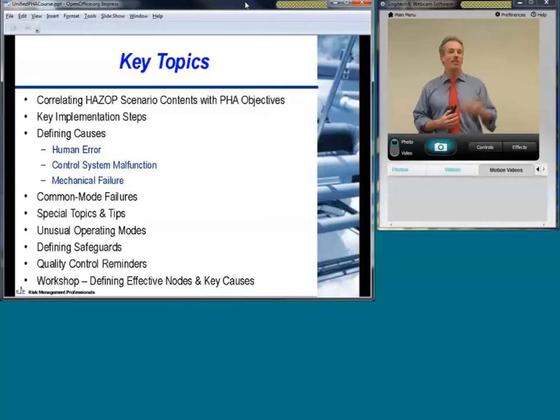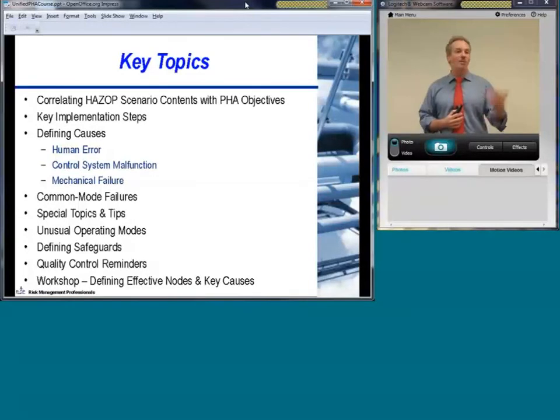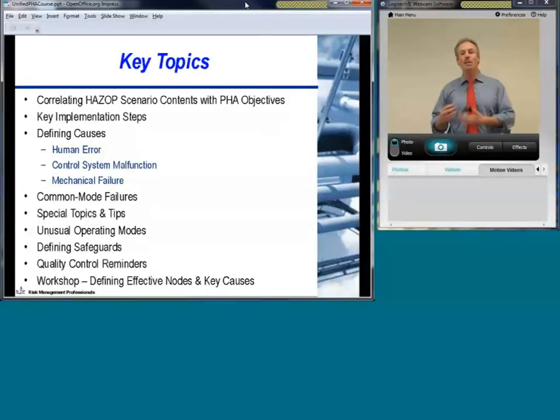Defining safeguards, also quality control. Again, the most important thing is to get a good quality HAZOP and keep the team focused. As a facilitator, you want the team focused, you want to keep the team moving to make sure that you can uncover what you have to uncover, but not let them drift off, get distracted, or basically lose their attention, or even leave the meeting. These are really bad if it drags on too much. So you've really got to keep things focused. Then, of course, we're going to do a little workshop.